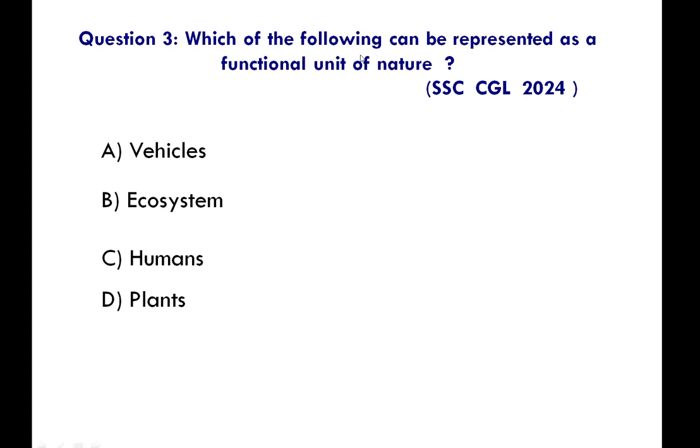Which of the following can be represented as a functional unit of nature? And the options are vehicles, ecosystem, humans, or plants. So the correct option is ecosystem.